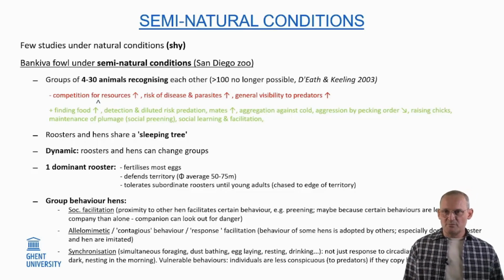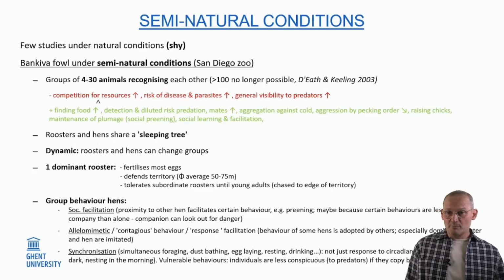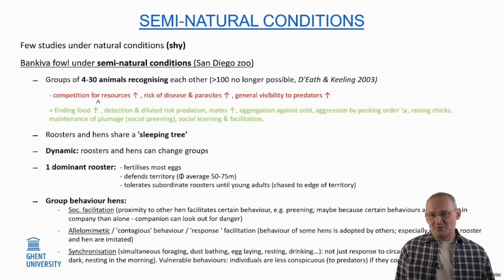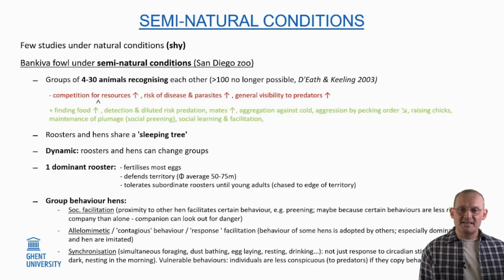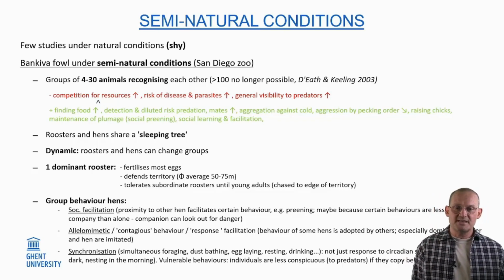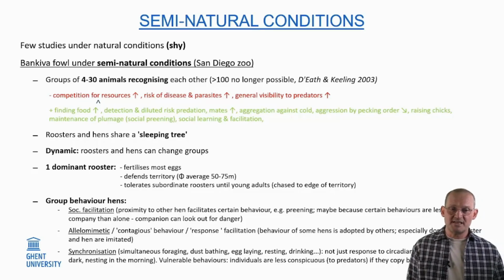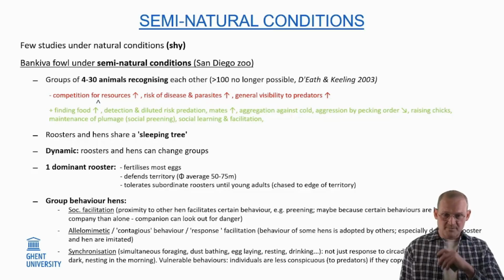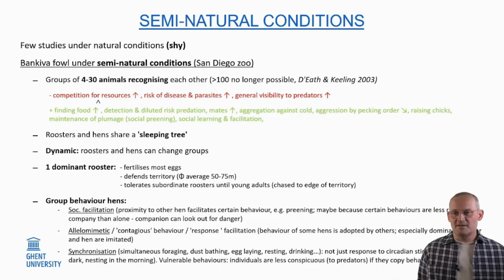The second grouping behavior is called allomimetic behavior, or sometimes called contagious behavior or response facilitation. And that is if the behavior of some hens is adopted by others, and it's especially the more dominant hens that are being imitated. And the third type is called synchronization.